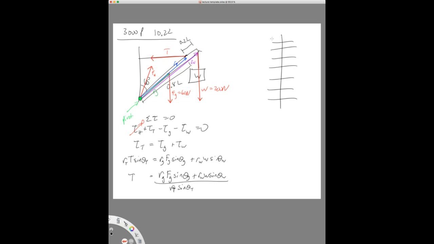Okay, so we need RG, and we need FG, and theta G, RW, W, theta W, RT, and theta T. So there's 8 variables we need to know. And then I go through my picture one by one. RG, from the pivot to where the force of gravity is, that's just going to be L over 2.